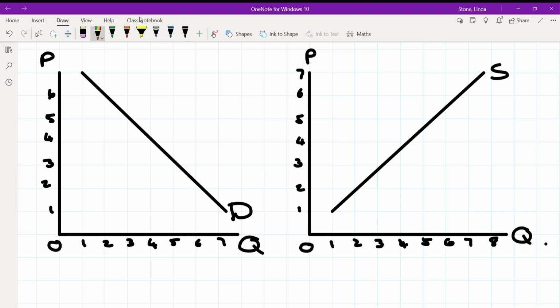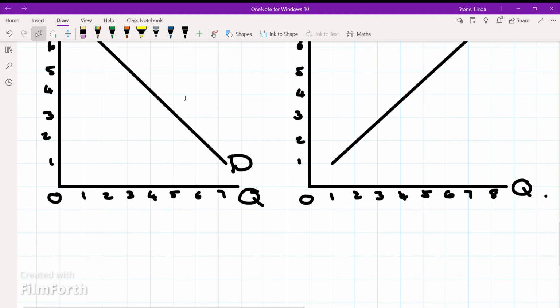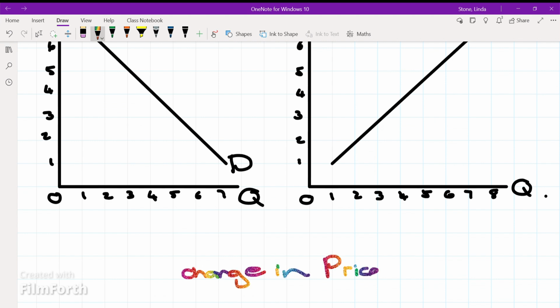In this video, I will show you what a movement along the curve looks like. Now, very important is that a movement along a curve, which I'll illustrate in a second, is caused by a change in price. Anything else that changes will cause a shift of the curve, which we'll show in another video.